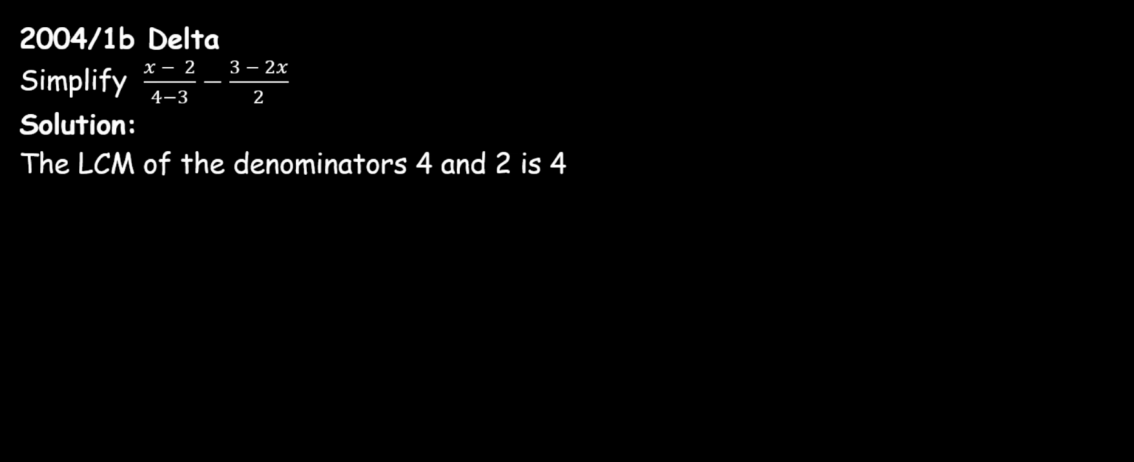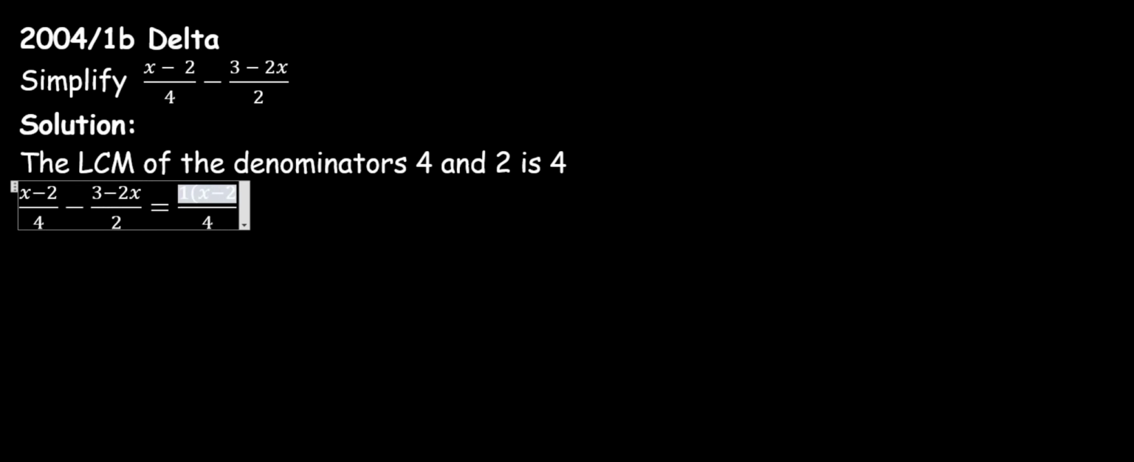Another example. Simplify x minus 2 divided by 4 minus 3 minus 2x divided by 2. Solution. The LCM of the denominators 4 and 2 is 4. Thus, our given problem, x minus 2 over 4 minus 3 minus 2x divided by 2 will be equals to, at the denominator we'll put our LCM, which is 4. Then next, once 4 divide 4, it will be 1. So we are using 1 to multiply the first item, which is x minus 2. Then we'll use bracket to close it up.